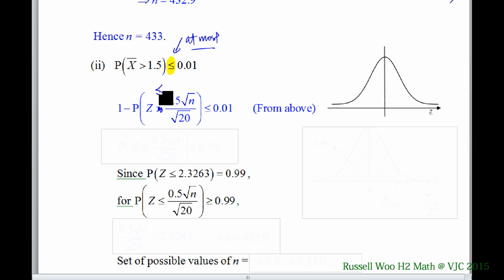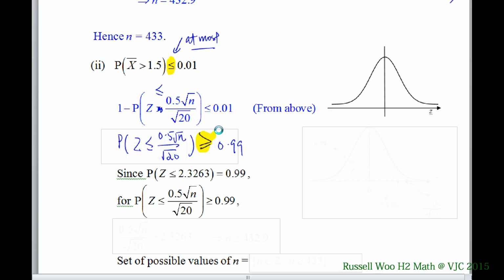Now be very careful when we do the inequality sign. So now you will say, oh, okay, now I'm very good already. Z smaller or equals to 0.5 root n over root 20. Then you say this one must be 0.99. But be very careful what this inequality sign is here. Is it a greater than or equals to or a smaller than or equal to? It must be a greater than or equals to. Not smaller than. You know why, right? Need me to explain? No need, okay, good.